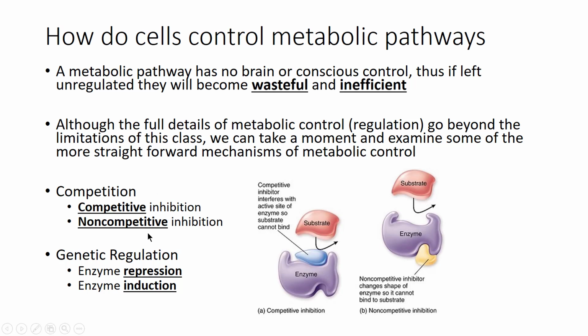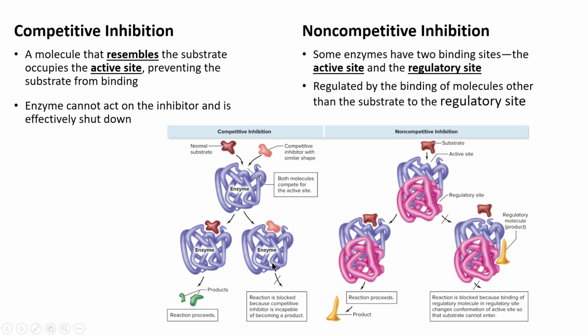Competitive and non-competitive inhibition are mechanisms by which the substrate and the enzyme can be affected once the enzymes are produced in the cell. Genetic regulation is a process that determines when and where, and if, the enzyme is produced in the first place. So we'll take a look at competitive inhibition and non-competitive inhibition. These terms are related to the way that the substrates can interact with the active site. Competitive is in reference to the active site.